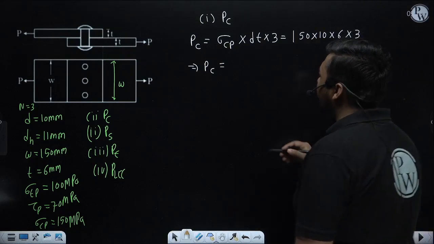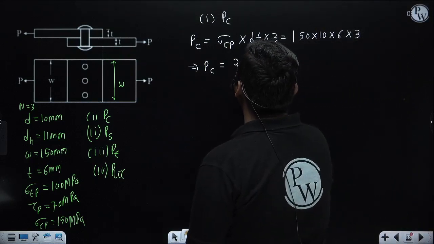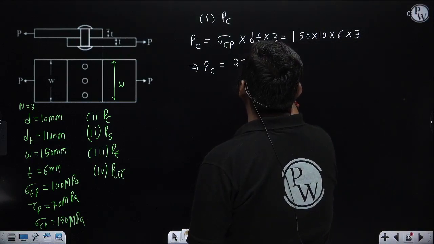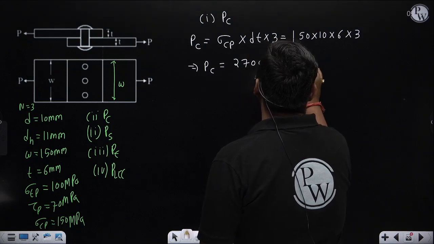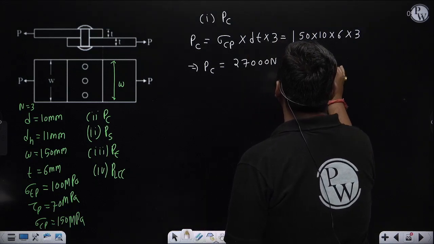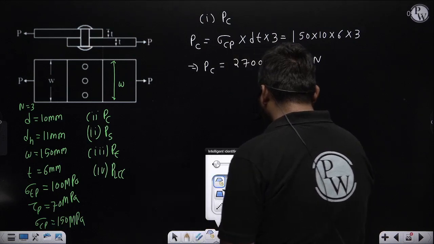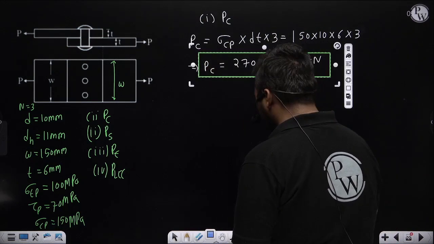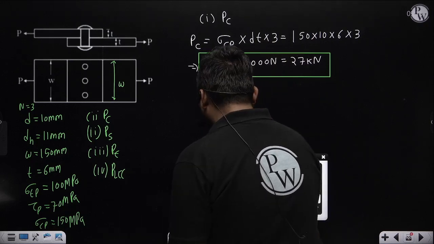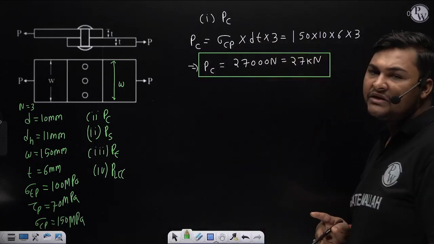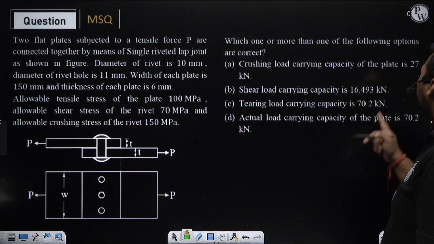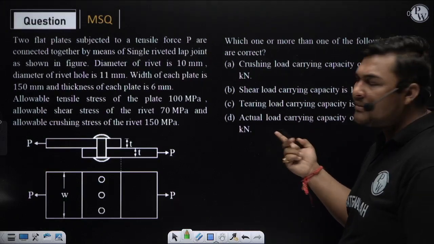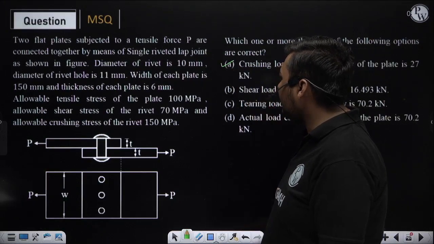Okay. And if you simplify this, it will come to 27,000 N. You can check the calculation in Newton. If you convert this to kilonewton, it will be 27 kN. So first the examiner is asking about crushing load carrying capacity, which we have calculated, and it is coming 27,000 N or 27 kN. So first I am checking this option. Option A, crushing load carrying capacity is 27 kN. Same answer we got. So option A is correct.